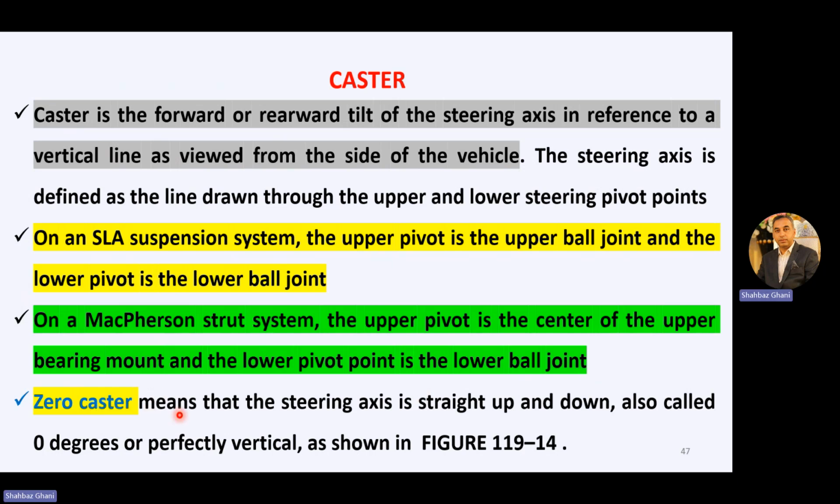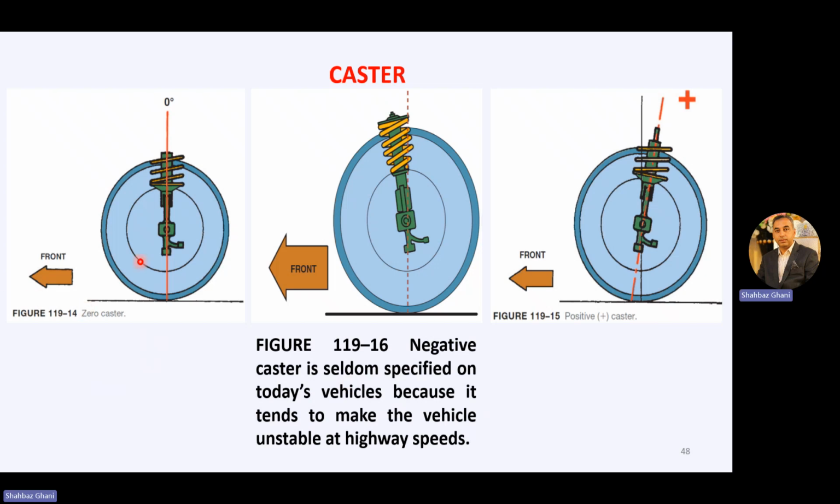Zero caster means that the steering axis is straight up and down, also called 0 degree or perfectly vertical, as shown in figure 14. So both axes are aligned. The steering axis and the wheel axis are aligned. So this is where we have a zero caster.